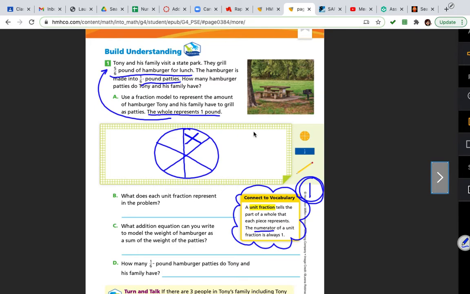Alright, so if they have 5/6 pounds of hamburger, the hamburger is made into 1/6-pound patties. How many hamburger patties do Tony and his family have? Well, they've got 5/6. Question B says, what does each unit fraction represent in the problem? Well, remember, unit fraction, your numerator is always 1, so each patty is 1/6. So 1/6 equals 1 patty.